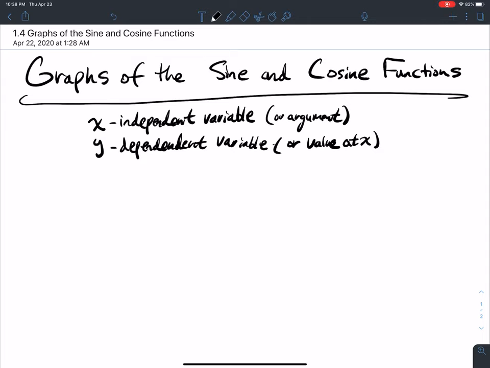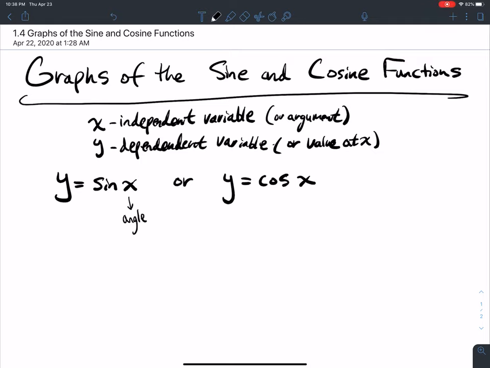Now it's going to be written in this form, like y equals the sine of x, or y equals the cosine of x. A reason I'm doing this is that here, x is the independent variable. It can represent an angle, this could be an angle measured in radians. As in calculus, usually x is just treated as some real number.